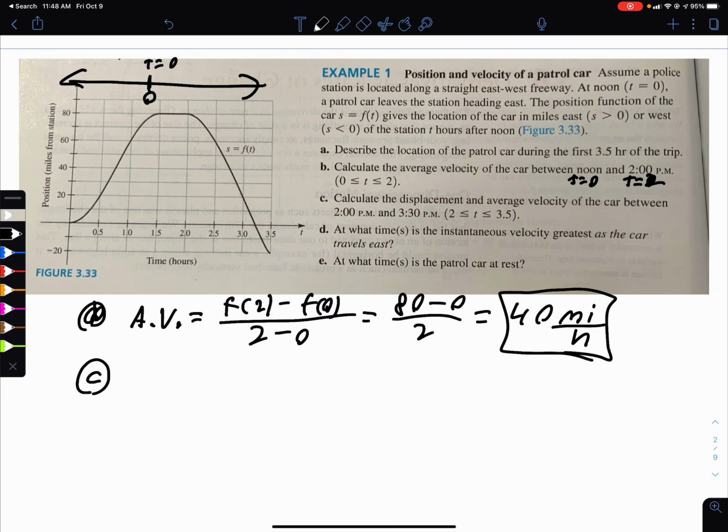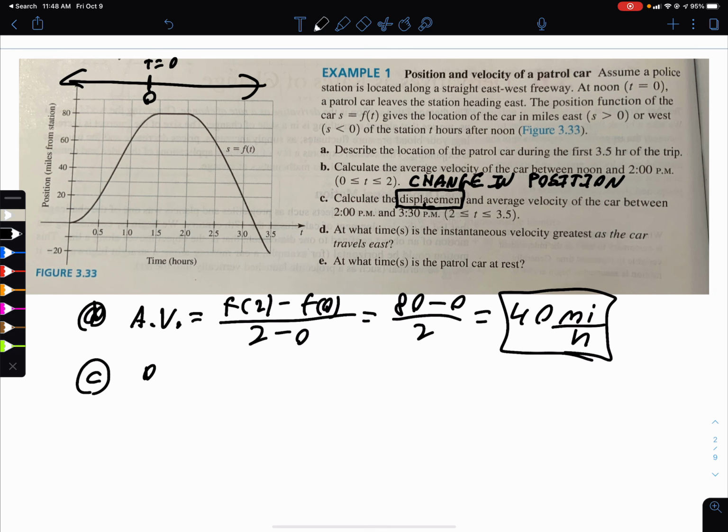Okay, displacement is a new word. I need to define that. Another word for displacement is the change in position. Change in, let me erase this stuff here, position. It's a word that will appear on an AP test. So understand what it is.